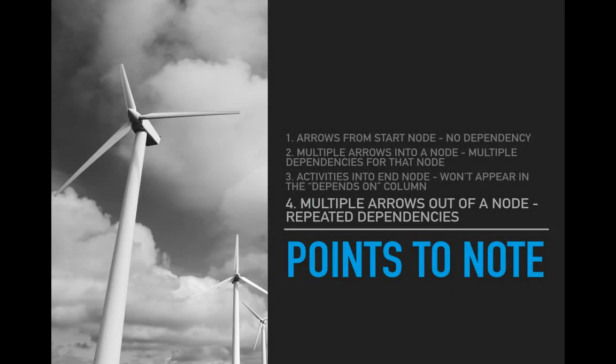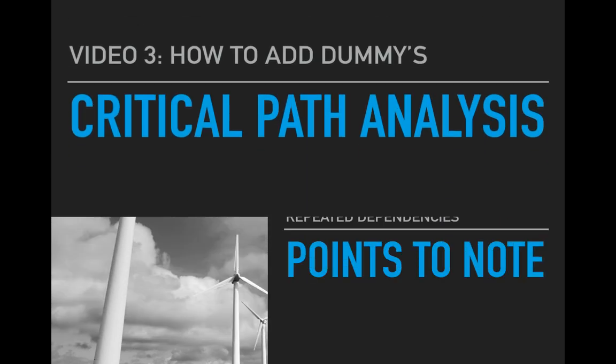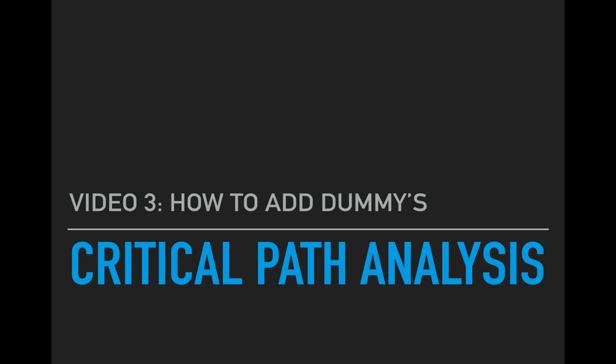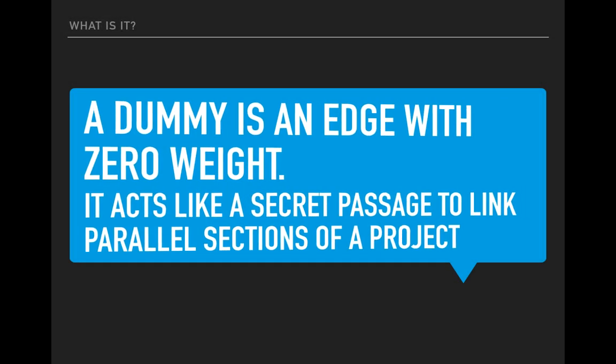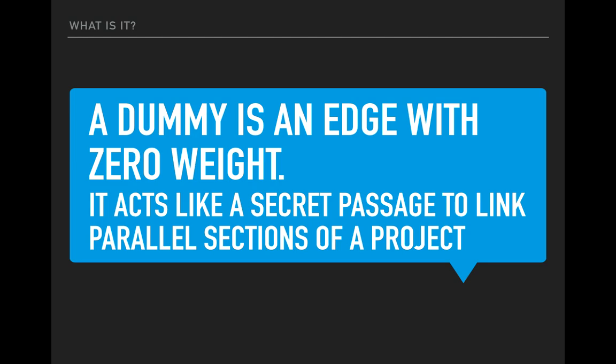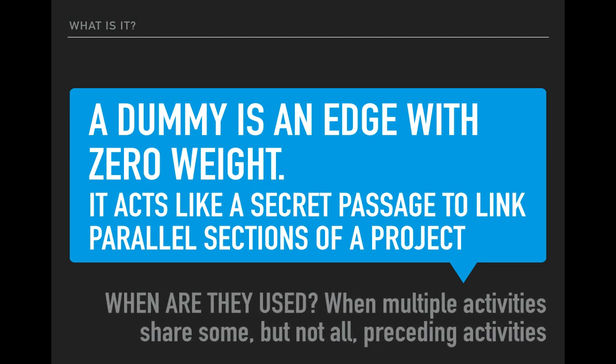This is where we currently are, and you should have seen some example questions dealing with the four of those points to note. In this video, we need to go on to more complicated questions. Questions which will use dummies, which are edges with zero weight, and they're treated like secret passages to connect parallel links of a project. Now, they're used when multiple activities share some but not all preceding activities.